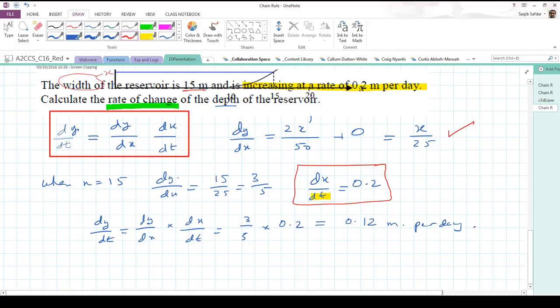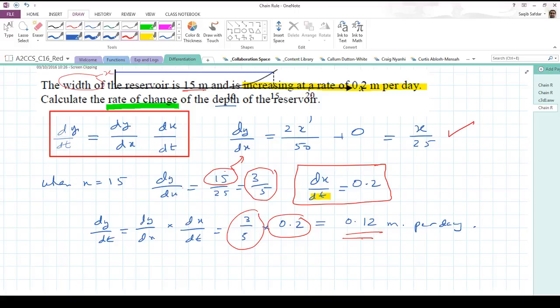So therefore, we can get a specific value for dy over dx by substituting this 15 into our dy over dx, and that gives us 3/5. Then all we're doing is going back to our chain rule and multiplying the 0.2 with the 3/5 to give us the 0.12. So all it's doing is using chain rule. That's all you do. We'll come on to rates of change in coming lessons, but you're applying the chain rule. And the word rate always means with respect to time. I'll leave that on the board for you to copy down. Any questions? Yes? How did you get x over 25?